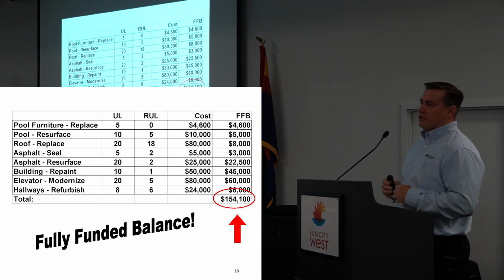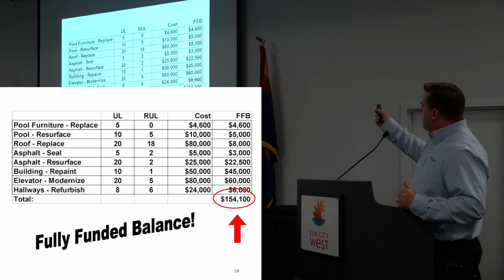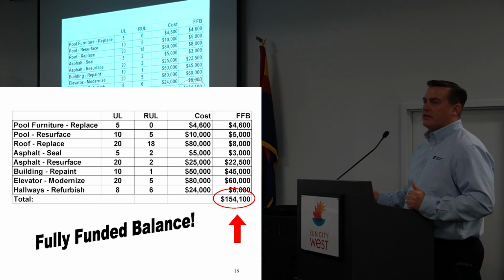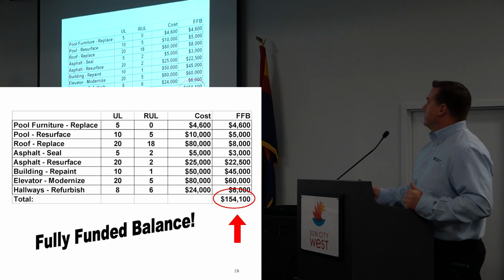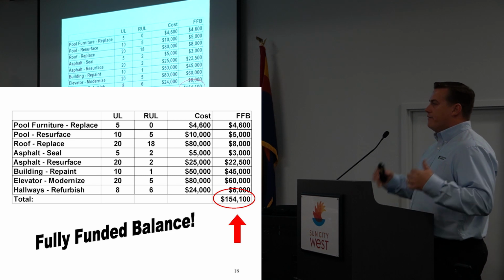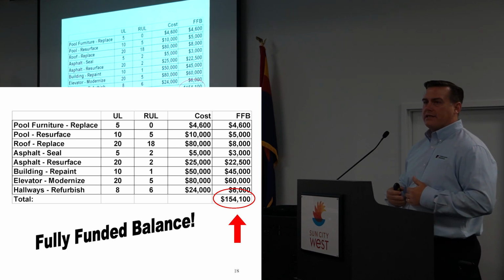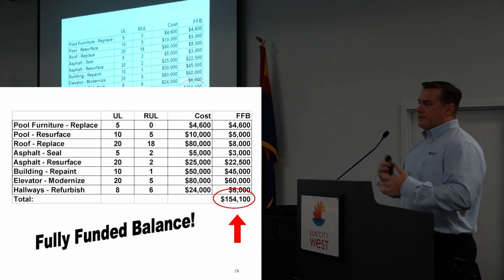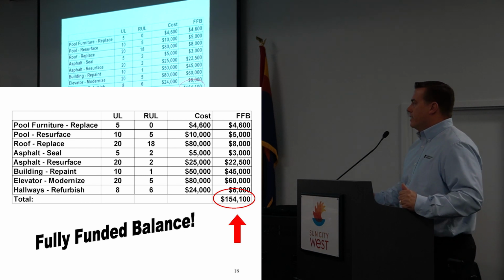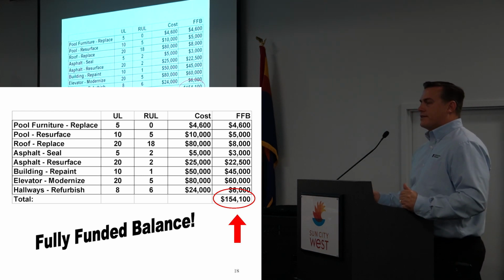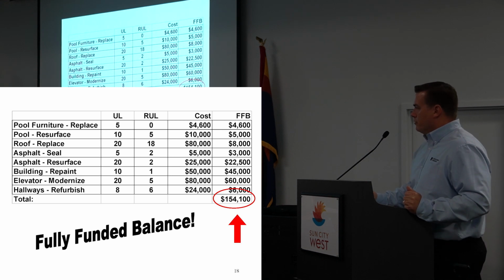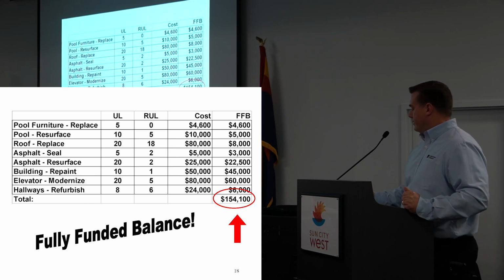So here's another sample component list where we've showed the useful life, the remaining life, the current cost, and we've calculated the fully funded balance. So every component has a different life expectancy, has a different remaining life. These assets are not all occurring at the same time. But the result is, in this example, the association should have about $154,000 in its reserve fund to prepare for these components.